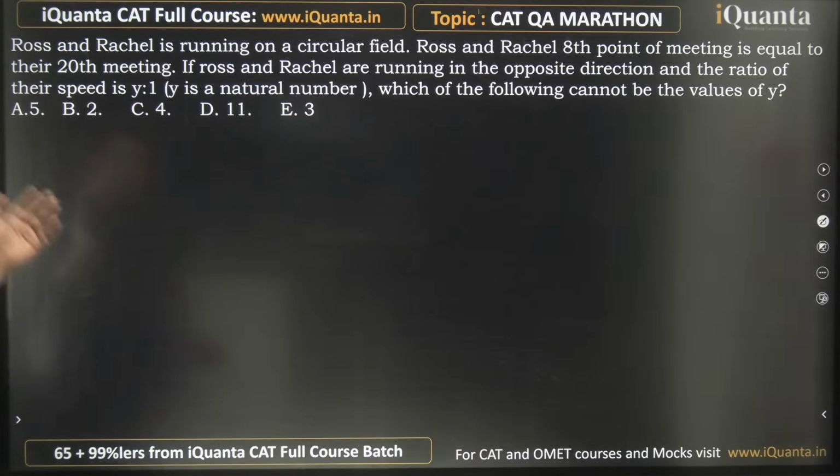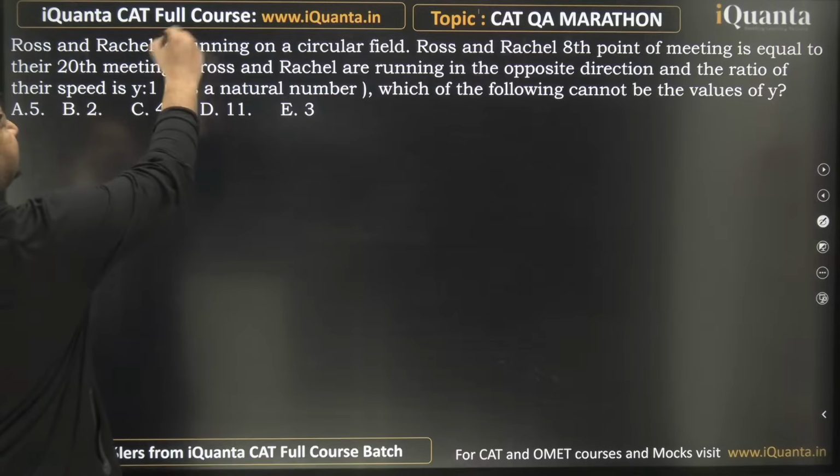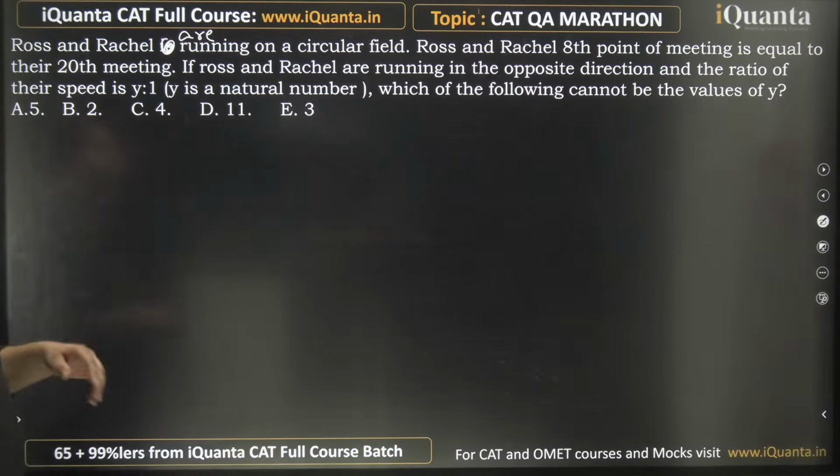It's an easy question. Let's try to do this one. Ross and Rachel are running on a circular field. Ross and Rachel's 8th point of meeting is equal to their 20th meeting point. If Ross and Rachel are running in the opposite direction and the ratio of their speed is y is to 1, y is a natural number, which of the following can not be the values of y?